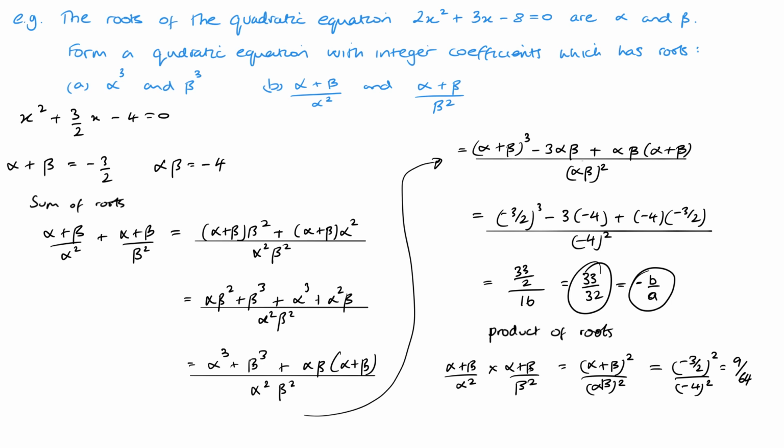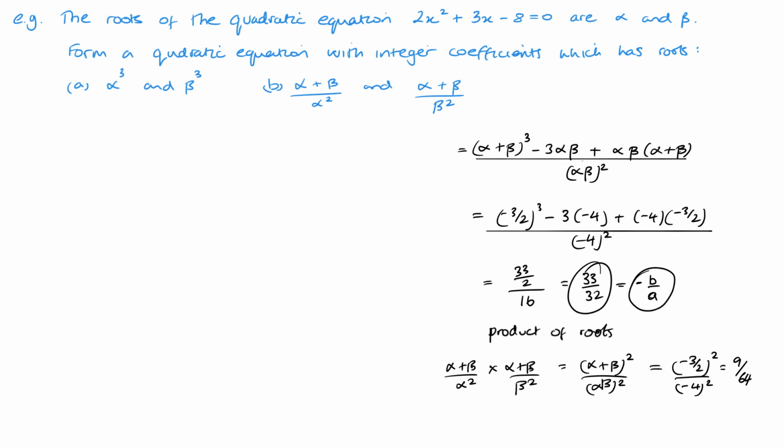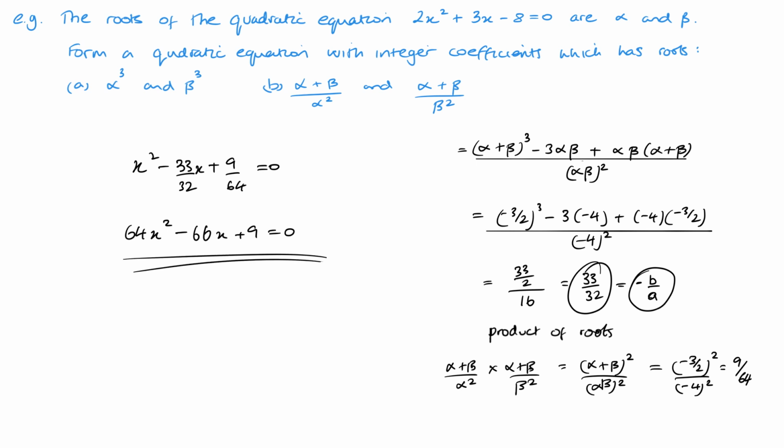So all I've got left to do is write it down as an equation, isn't it? As my quadratic equation. So x squared minus b over a, so this is minus 33 over 32 plus 9 over 64. And obviously we're going to need to multiply through by 64. Wow, that's a not very nice one, is it? So that's going to give me 66. Oh, I missed out the x there. So 66x plus 9 equals 0. And there we have it.